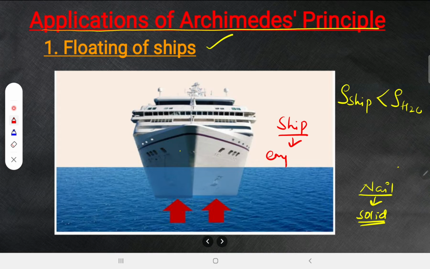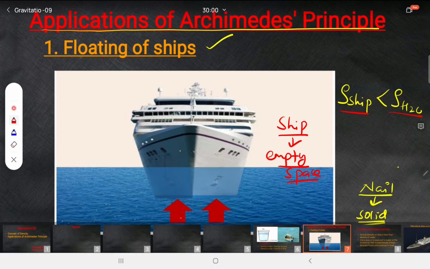We have empty space. It is occupied by air. This is the first reason. That means the density of the ship is less than the density of water, first thing. And second thing, more space is made available at the bottom.